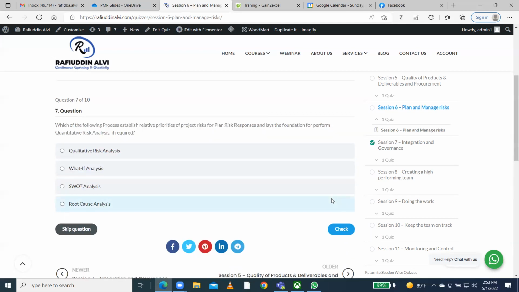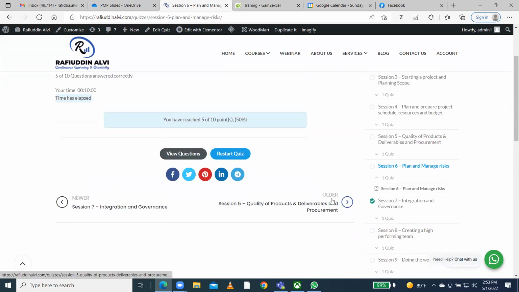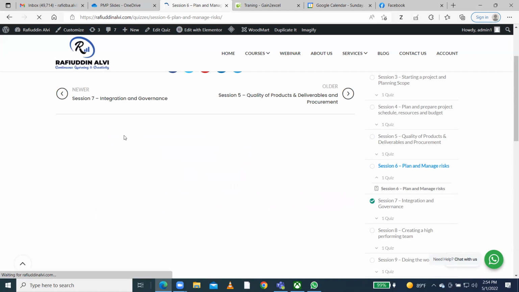So, which of the following processes establishes relative priorities of project risk for plan risk response and lays the foundation for performing... Oh my God, there you got time mode. Okay, no problem, we'll restart it again.